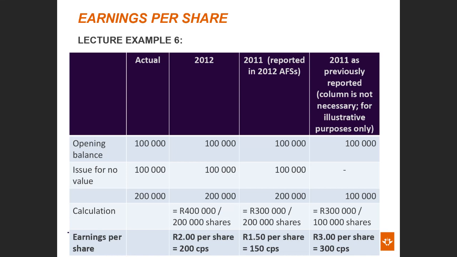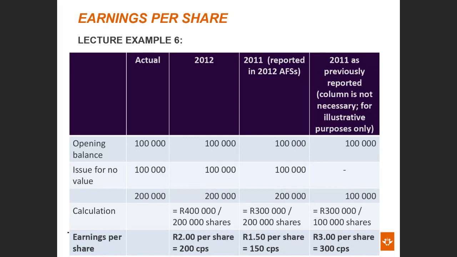Okay, so it looks confusing, but let's break it down. FAC3 had 100,000 ordinary shares in issue during the previous year. So if there were 100,000 shares in issue during the previous year, you agree our opening balance for 2012 is 100,000, okay? Then we have an issue for no value.